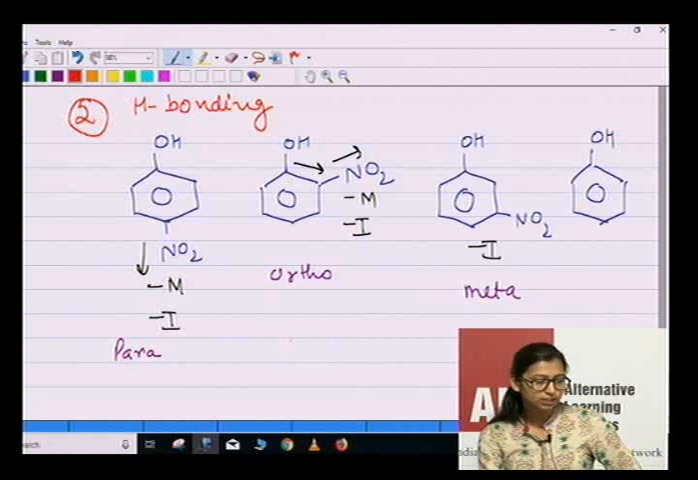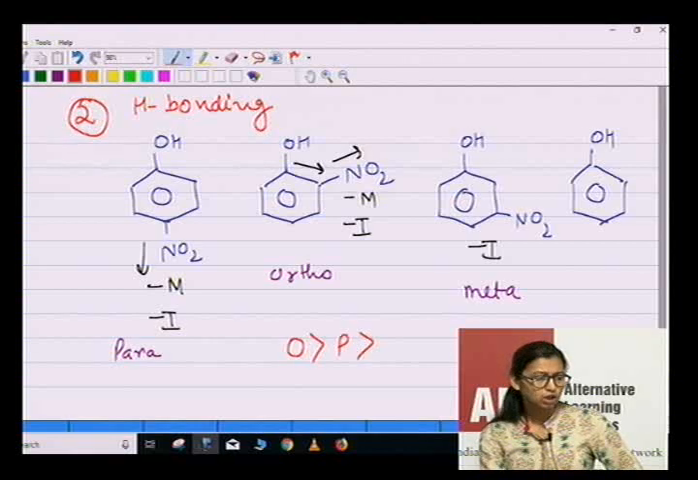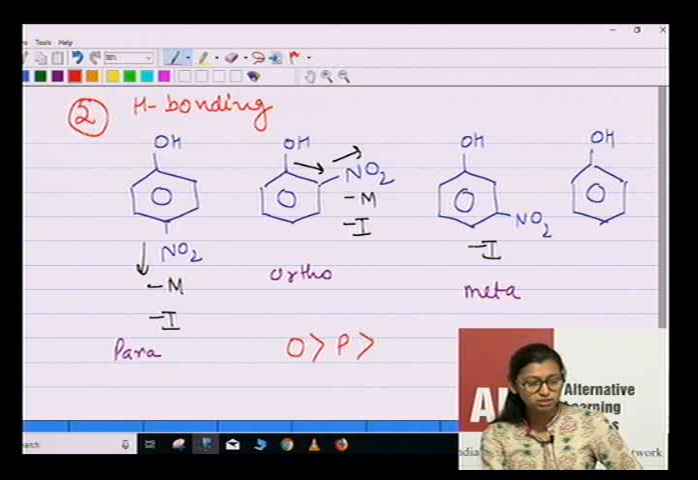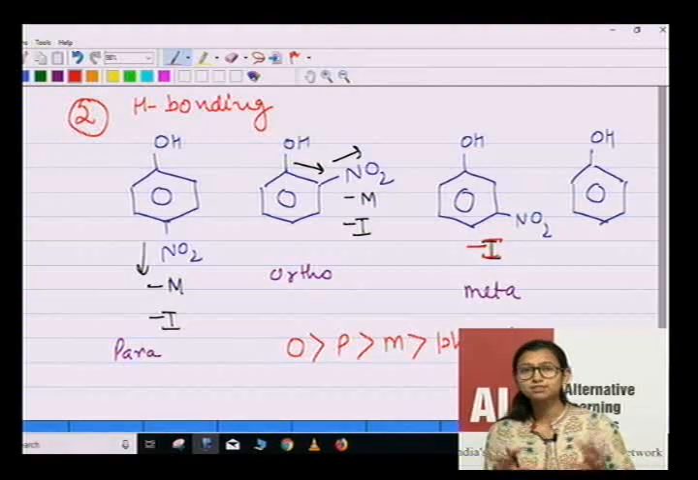Now look at the screen. I am writing like ortho will be there, then it will be the para. I'm not using 1, 2, 3, I'm writing ortho. Ortho will be there, then it will be the para, then it will be the meta, because it is also a minus I. So third will be there, okay? So it will be the meta, and last the phenol. But listen to me, the story hasn't ended over here, actually, okay?